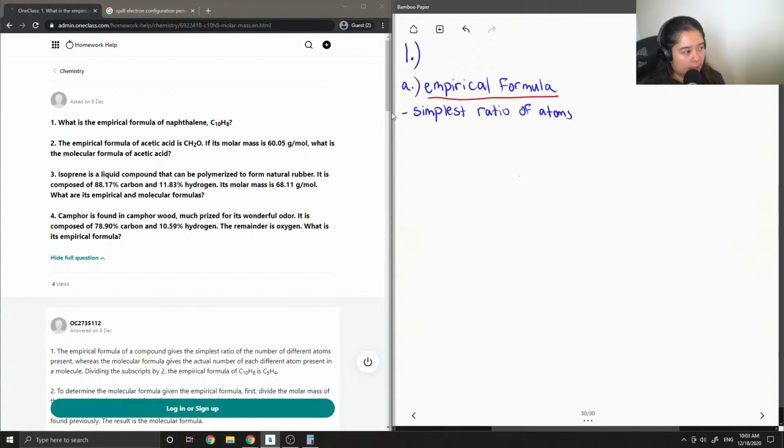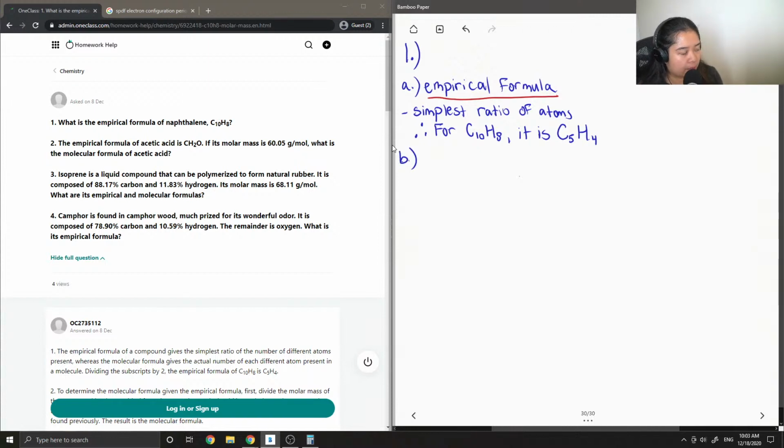In the case of naphthalene, the molecular formula is C10H8. So if we wanted to find its empirical formula, we would just need to write C10H8 in the simplest ratio. Notice that both 10 and 8 are divisible by 2. So the empirical formula would just be C5H4. And that is the answer to the first part of question 1.